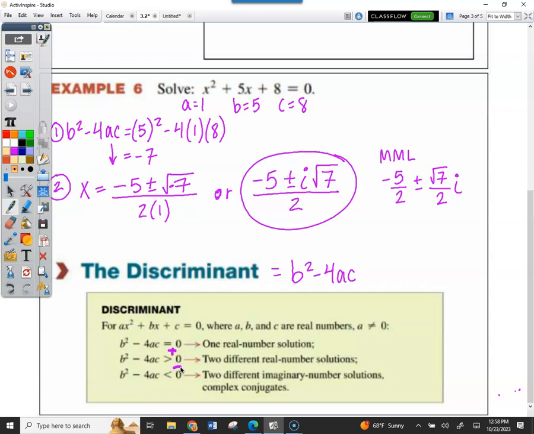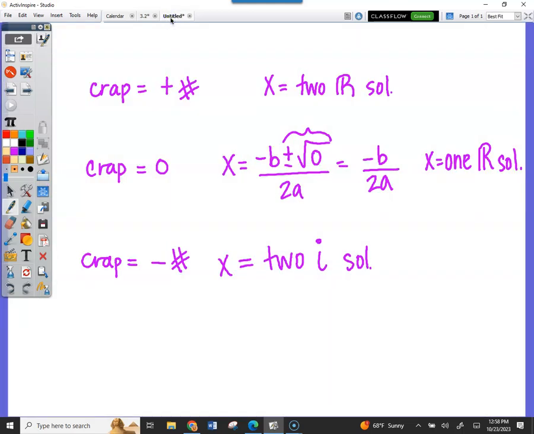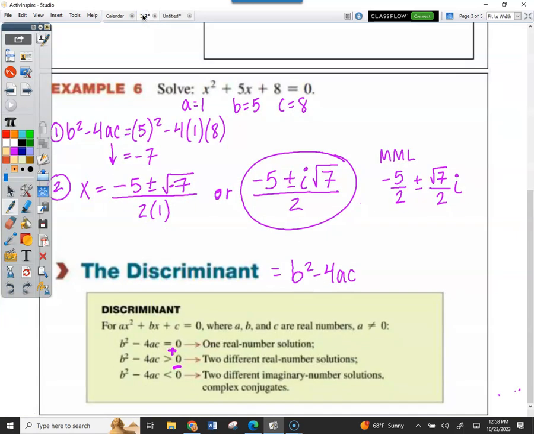I don't know if you want to write that down or maybe go next to where it is on your paper and elaborate next to it. Here, I can put some more stuff. So like this was one real number. So when it's equal to 0, it's 1 real. When it's a positive number, it's 2 real. When it's a negative number, it's 2 imaginary.